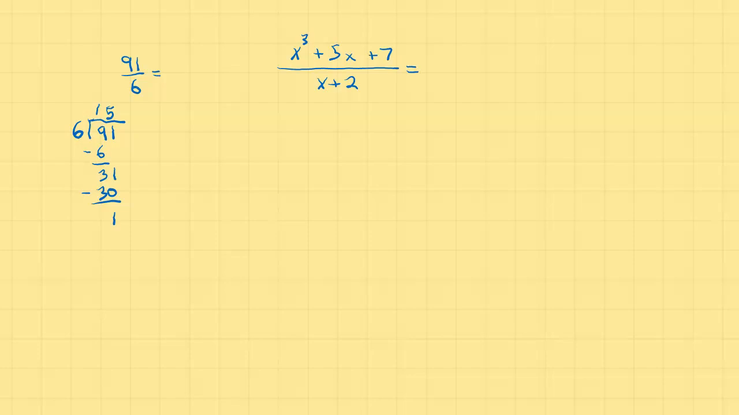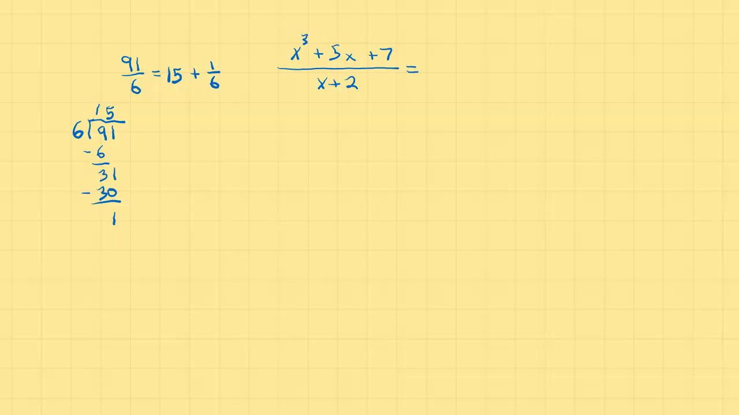We have a remainder of 1, and we know we're done because there are no more digits to the right of 91 to carry down, so we have to stop here. So I'm going to go back to the top here. 91 divided by 6 is 15 plus 1/6. So we've written 91 over 6 in a different form, 15 plus 1 over 6.